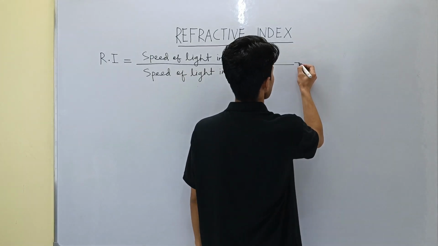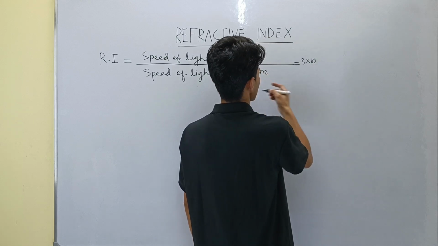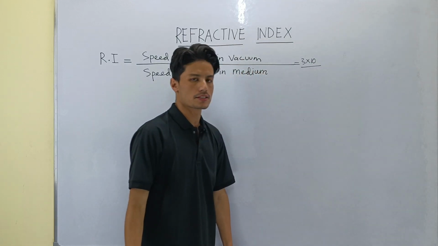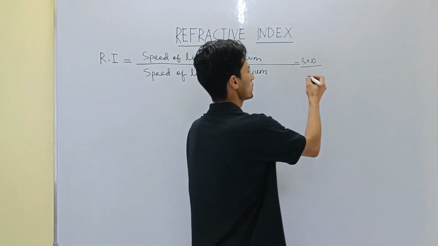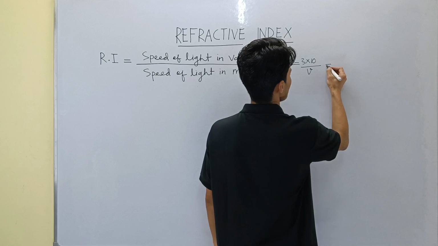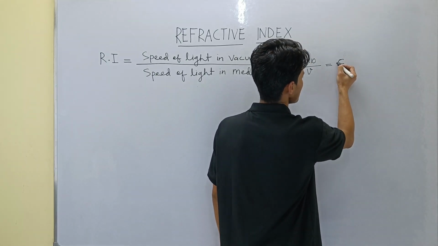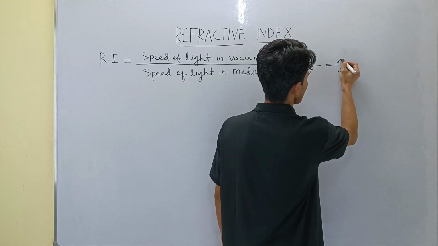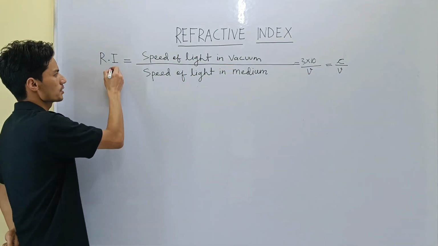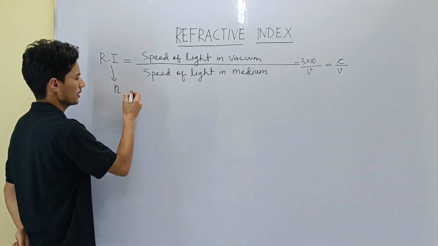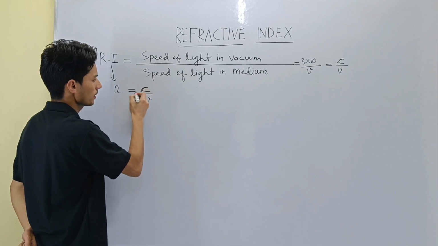Speed of light in vacuum we know is 3 into 10 to the power 8. And the medium, well, we do not know which medium it is, so we cannot be certain as of now. So the speed will be denoted by V only. This 3 into 10 to the power 8 meter per second is fixed. So speed of light has this symbol C. The formula becomes C by V. Now RI is represented by N. So N equals C by V.